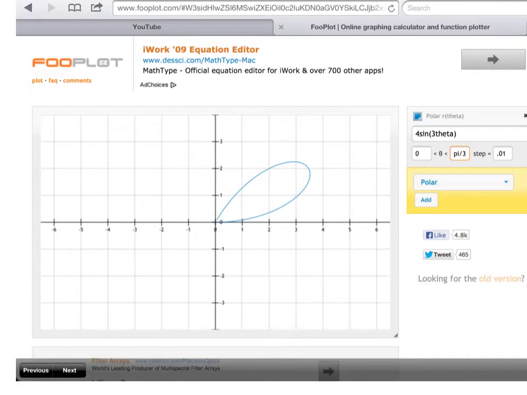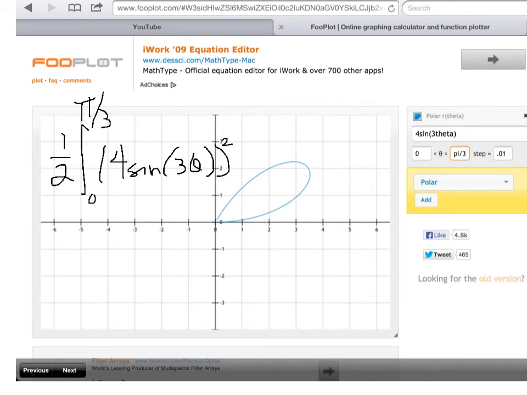So here we are. And if you're ever looking for a way to graph these online, fooplot is very nice. So here we are from 0 to pi over 3. Now you can see it's only that one loop that we have. So my final integral would be 1/2 the integral from 0 to pi over 3 of (4 sine 3 theta) squared d theta. And then you would use your calculator fnInt to solve that.